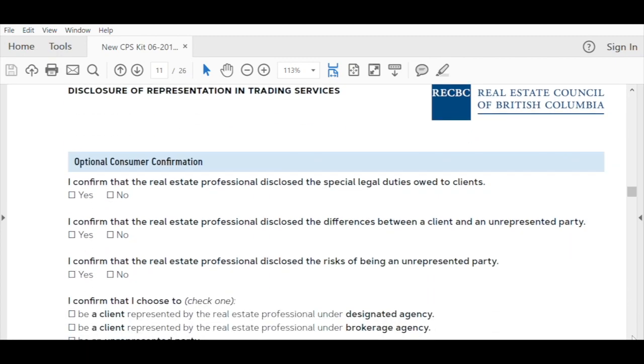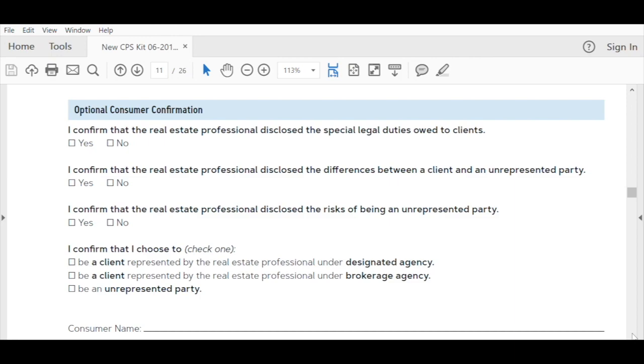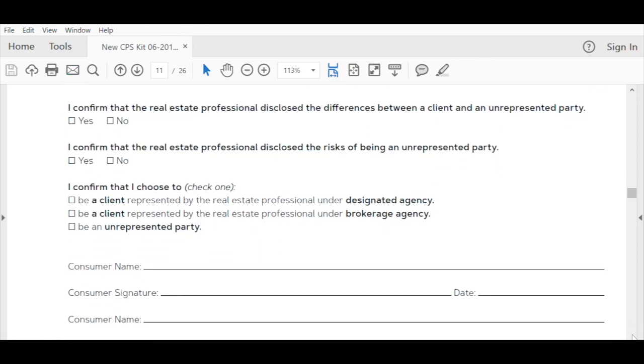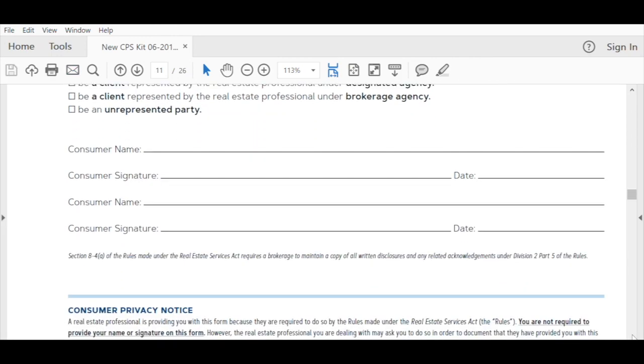Every time you have a consumer come to you requesting detailed information, not a general question, then you have to fill in the form with the optional consumer confirmation. Otherwise, you will be in trouble, and we will be in trouble.